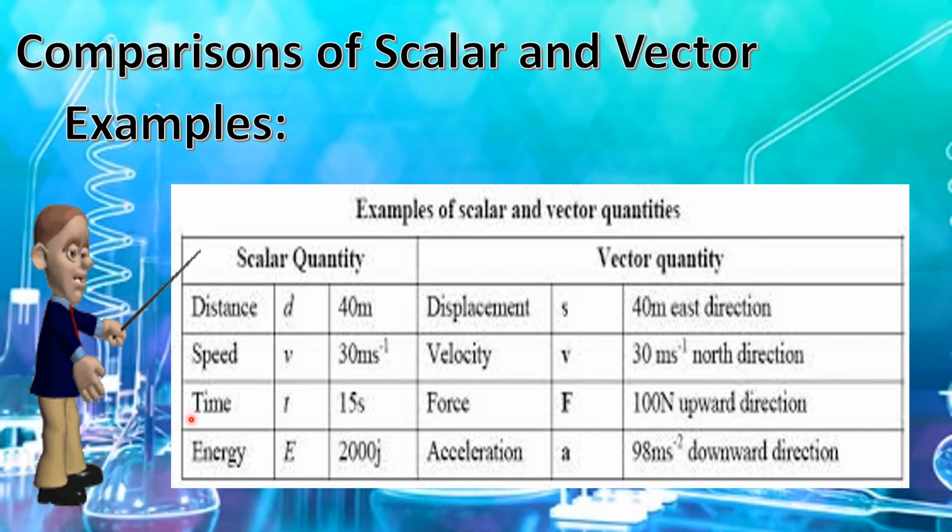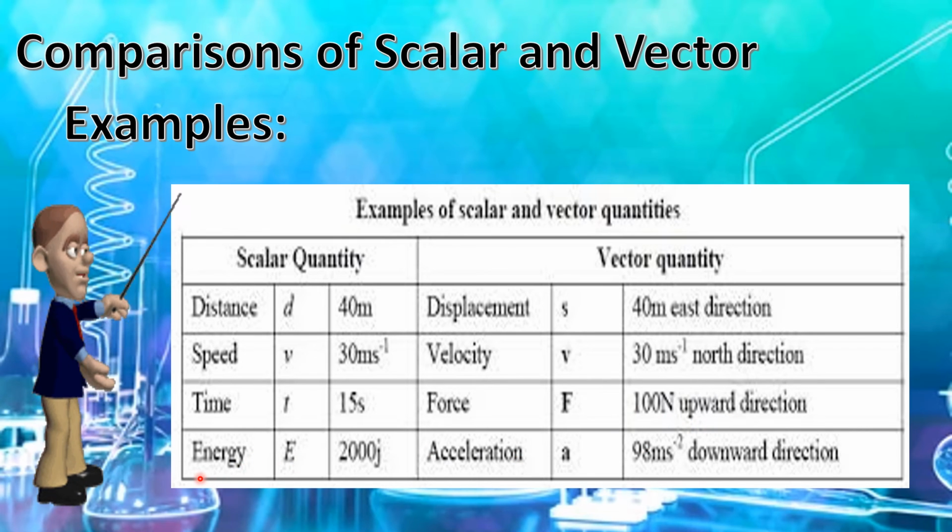Next, the example of scalar quantity is time. So time here, 15 seconds. So 15 seconds is a scalar quantity because it's only a size or a magnitude. Some examples of vector quantity is force. So a force, 100 newtons upward. When you say upward, it may be north. So 100 newtons north or 100 newtons upward. So 100 newtons here is the size or the magnitude, and upward here is the direction.